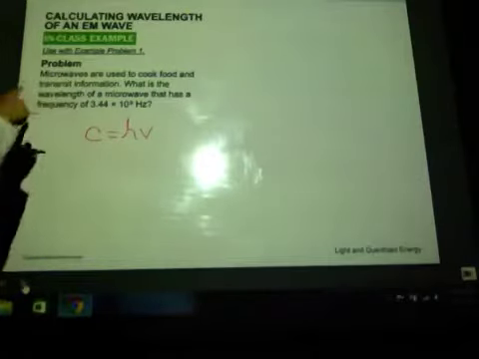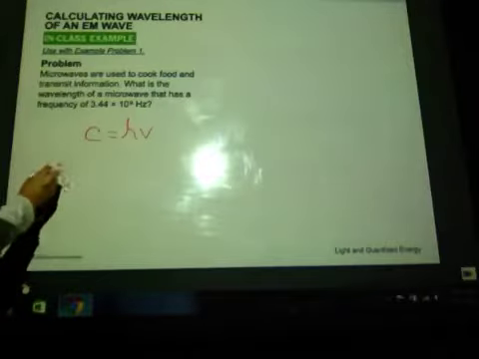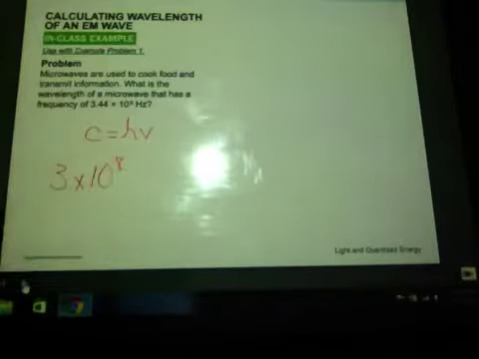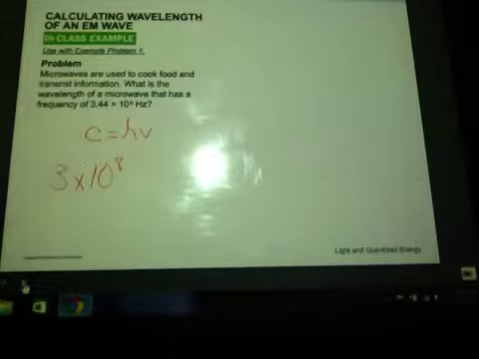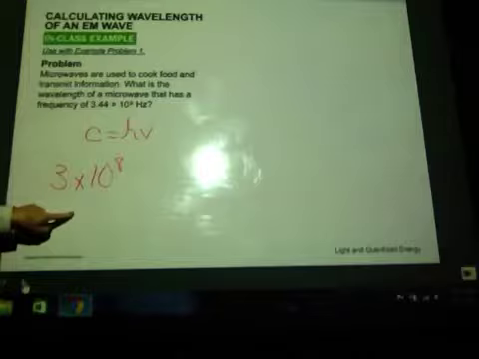Looking back a couple of slides, the speed of light is what? 3.0 times 10 to the 8th. That will always be your C. That's the speed of light. Are we going to have to remember that? Probably. It might show up on your test somewhere. I will give you the formula, but I probably won't give you the number.